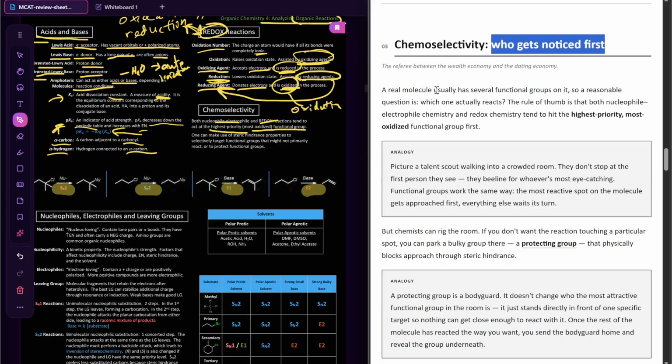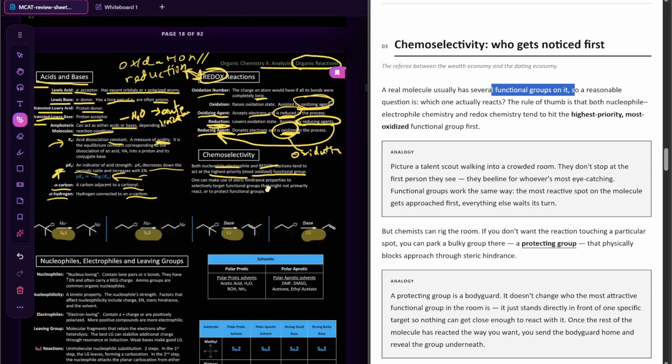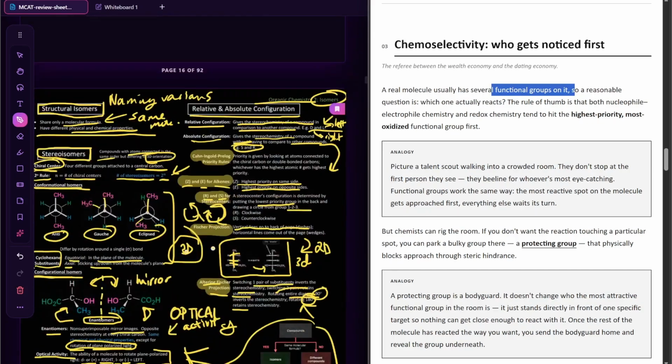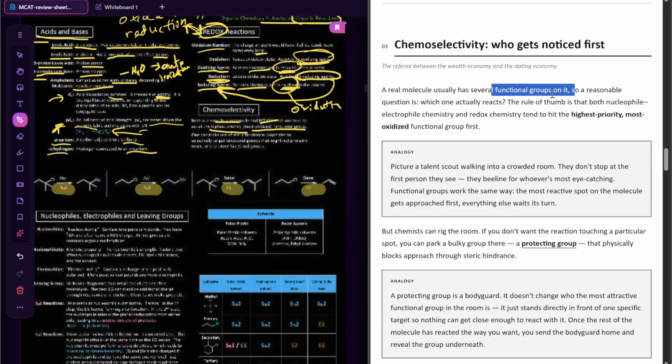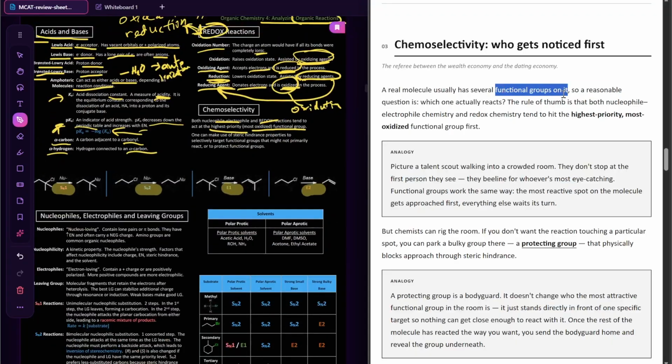So a real molecule usually has several functional groups in it, right? We saw that before when we were doing some nomenclature practice in chapter 1. So we have several functional groups, and the question is which one will react. And the rule of thumb is that both nucleophiles and electrophiles tend to hit the highest priority, most oxidized functional group first. So that's what it says here.